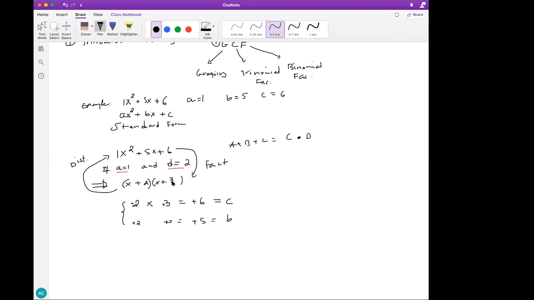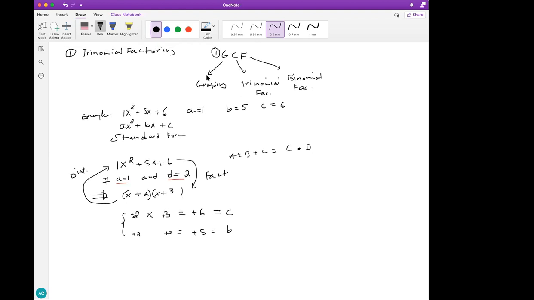In case you don't believe it now, you can easily prove it yourself. Just by distributing, you will get exactly this. But assuming you get the right numbers and the right signs. So that's how easy it is to factor a trinomial when you don't have a GCF, when you can't use grouping. This can be done in seconds.